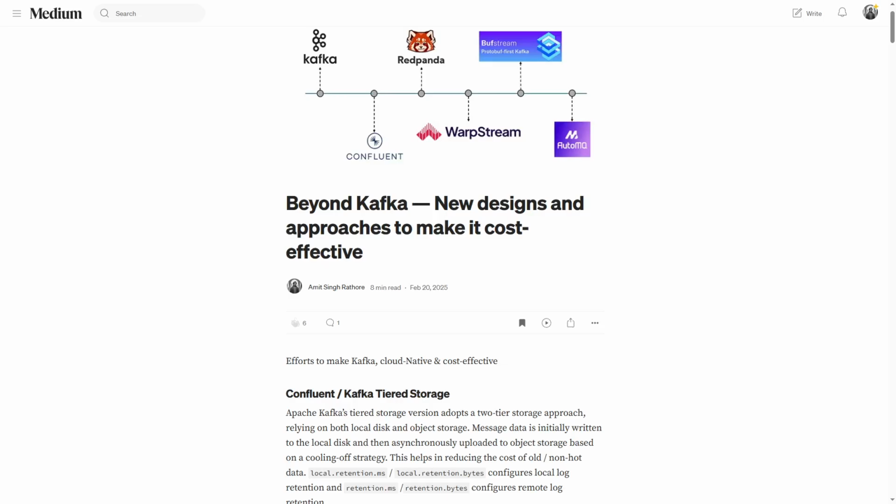In this video, we will discuss the newer options or newer alternatives which are available in open source or partially managed ways that are substitutes to Kafka, which is Apache Kafka basically. So let's get started and see what we have in this video.